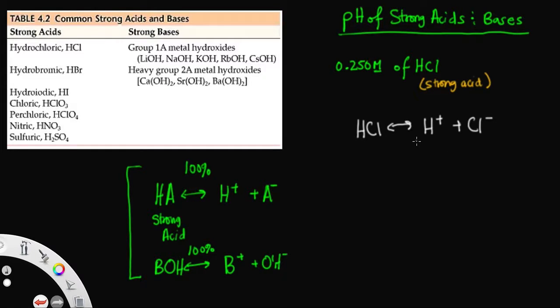We know that because this is a strong acid, 100% of this hydrogen chloride should dissociate into H plus ions and chloride ions. So with that in mind, if we're given a certain concentration of hydrochloric acid, we should have the same concentration of hydrogen ions. In other words, if we're given 0.250 moles per liter of hydrochloric acid, then at the end of the reaction we should also have 0.250 moles per liter of hydrogen ions because of that 100% dissociation.